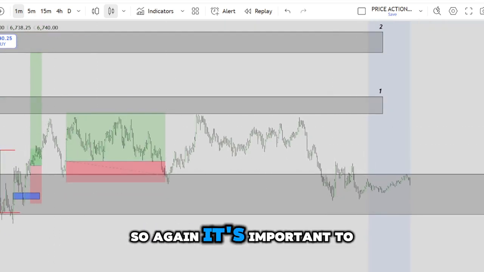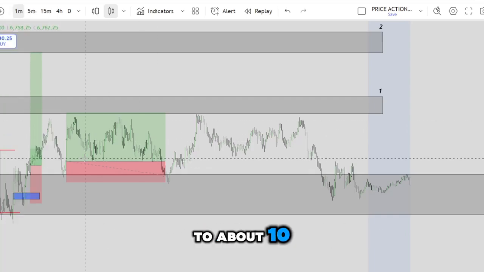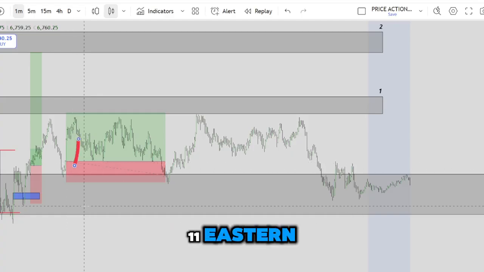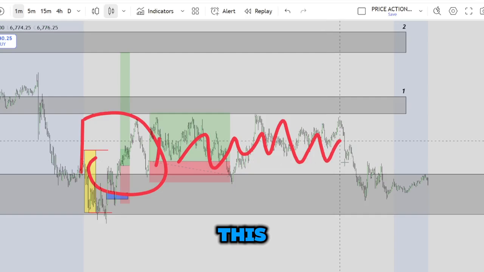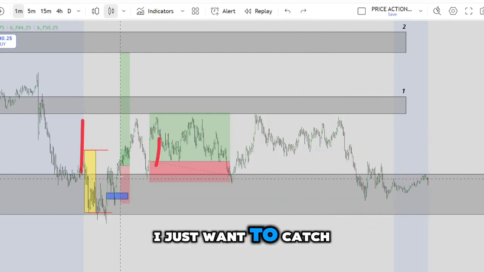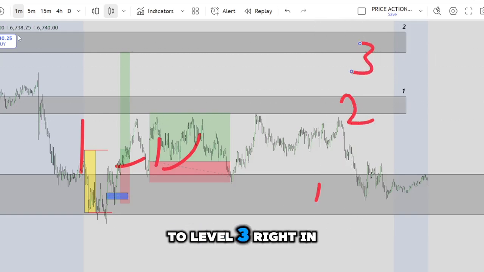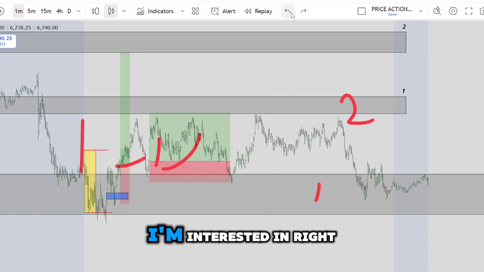So again, it's important to understand I trade from 9:30 to about 11 Eastern. So I'm typically done by 11 Eastern, which is here. So I only trade this window. I'm not interested in all this. It's typically mega chop, right? I'm not interested in any of this. I just want to catch one or two good moves from level 1 to level 2 to level 3, right? In line with the weekly opening price. That is the only thing I'm interested in.